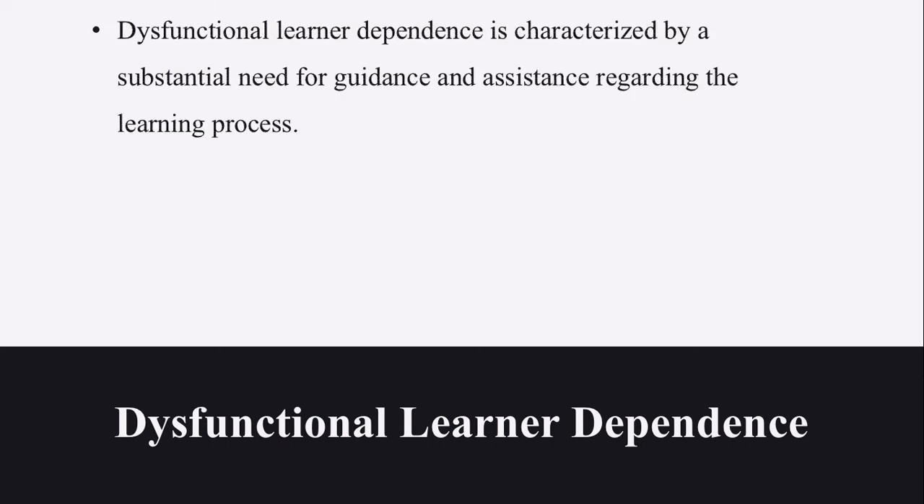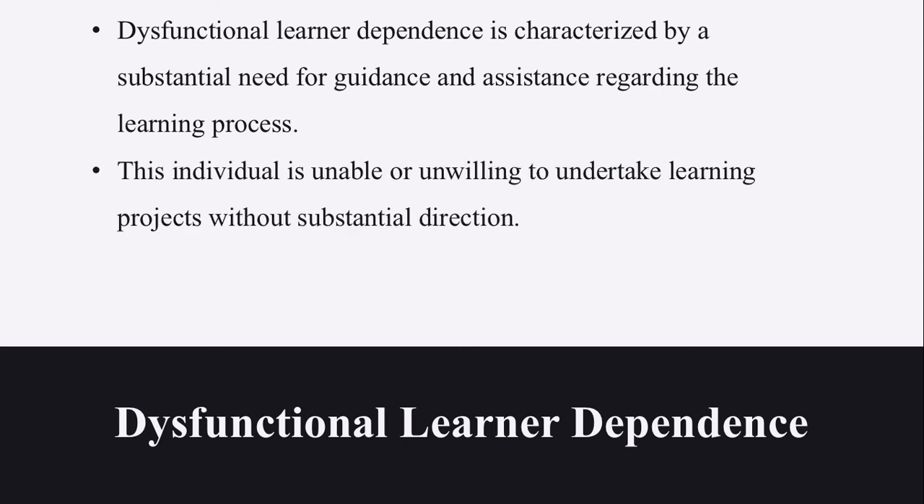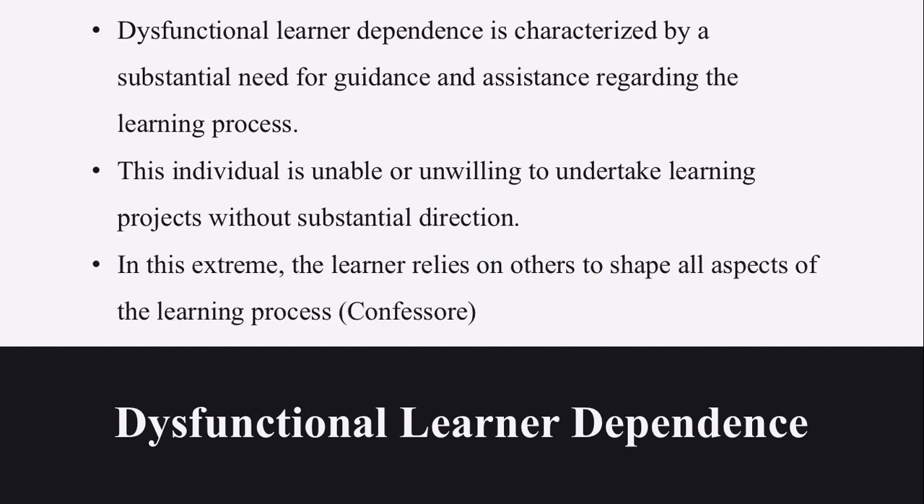A learner who exhibits dysfunctional learner dependence depends on the instructor and/or others to provide directions to an unhealthy extreme. Dysfunctional learner dependence is characterized by a substantial need for guidance and assistance regarding the learning process. This individual is unable or unwilling to undertake learning projects without substantial directions. In this extreme, the learner relies on others to shape all aspects of the learning process.